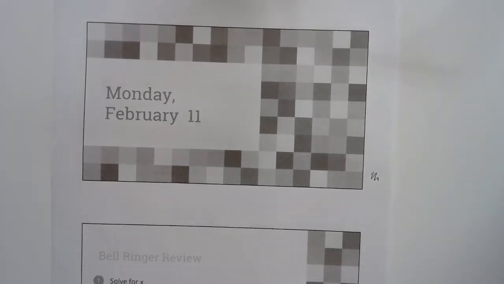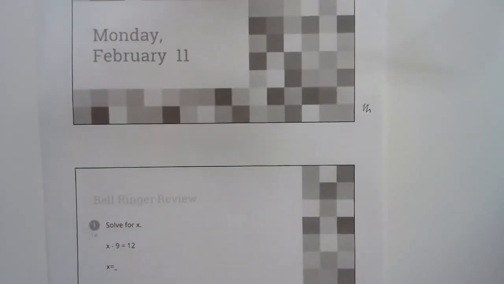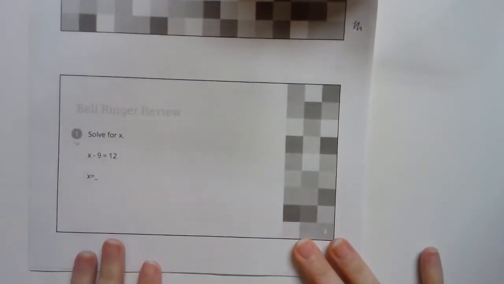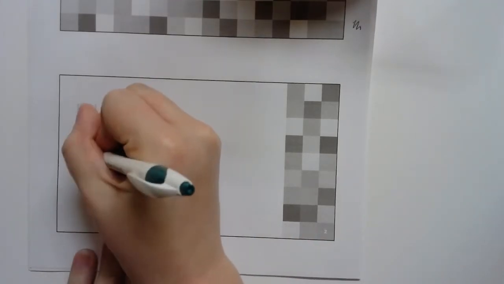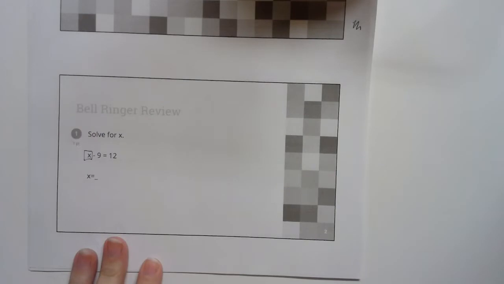I'm going to go over the bell work and then I'm going to go on to the notes page. So starting with the bell work. First question on the bell work says solve for x. X minus 9 equals 12. Remember that when we're solving an equation, we always want to get x by itself. And to do that, we're going to do the opposite of the operation that's happening.